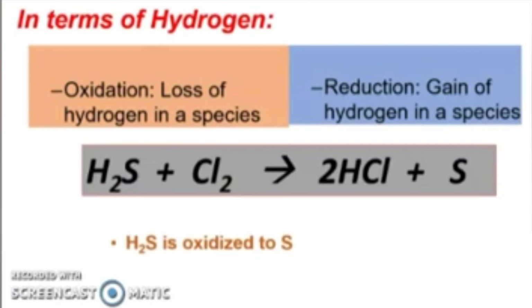So we say here that hydrogen sulfide is oxidized to sulfur. Why? Because it has lost the 2 molecules of hydrogen, is it not, to the chlorine atom. Now you can see that it is now sulfur at the product end.